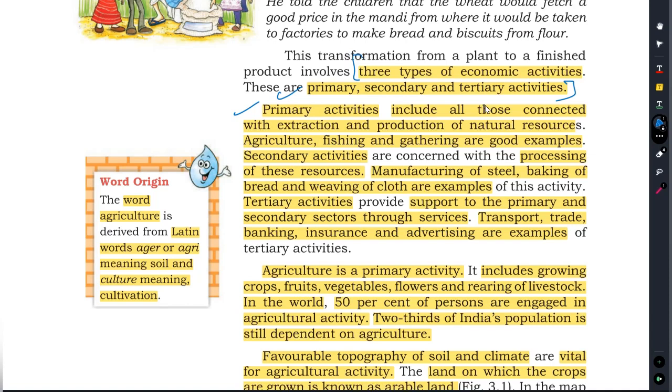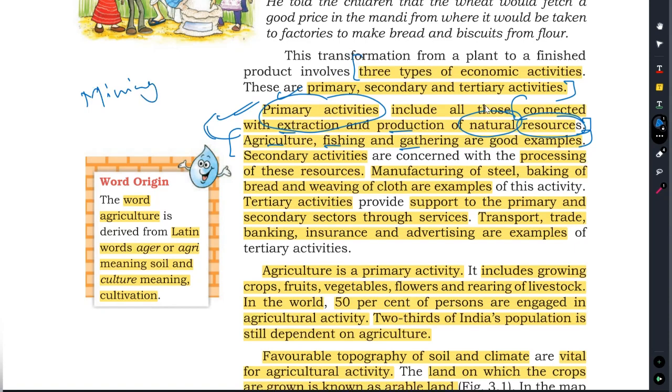These primary activities usually include all those activities which are connected with extraction and production of natural resources. This term is very important. What is the term? Natural resources. These primary economic activities are involved with the extraction and production of natural resources. What are some examples? See, agriculture, fishing and gathering are the good examples.